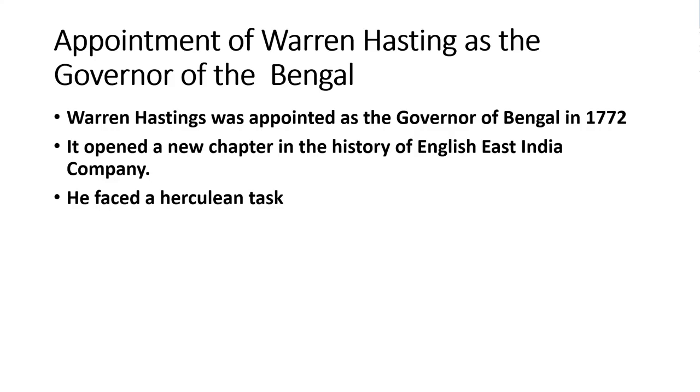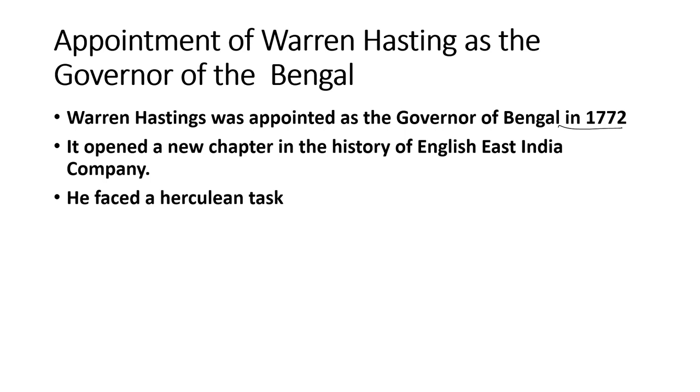In this lecture, we will be studying about Warren Hastings, his reforms and his relations with the rulers of the country will be taken into account. Starting with the appointment of Warren Hastings as the governor in 1772. He became the governor of Bengal in 1772. It created a new chapter as far as the history of English East India Company was concerned.